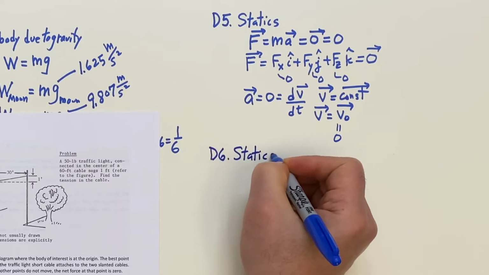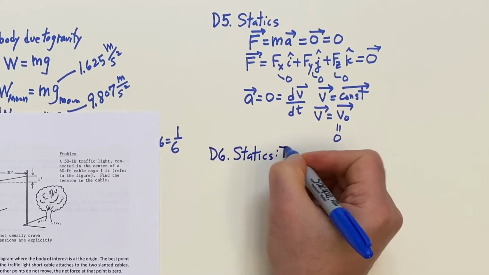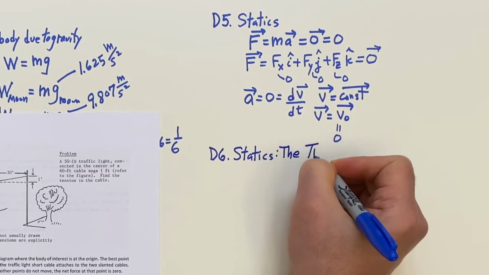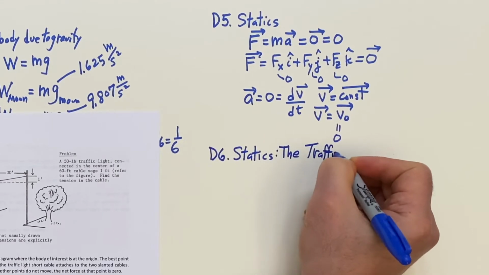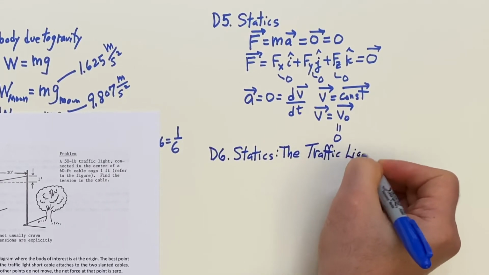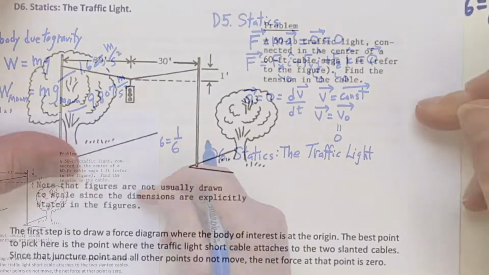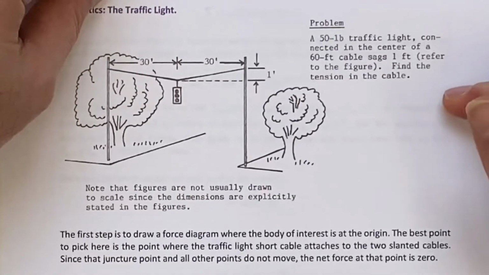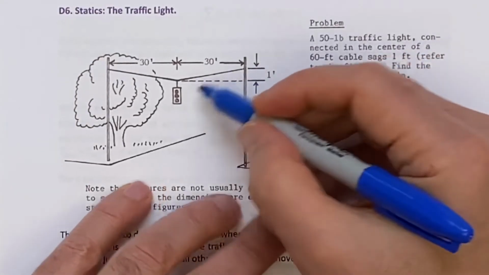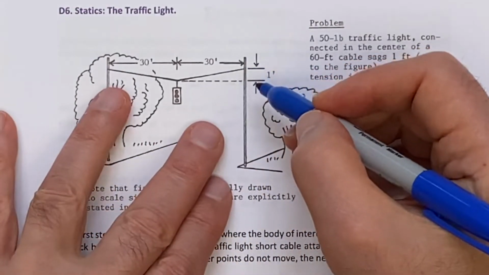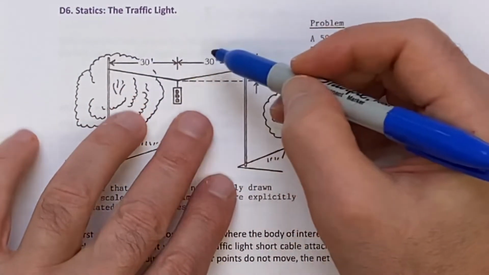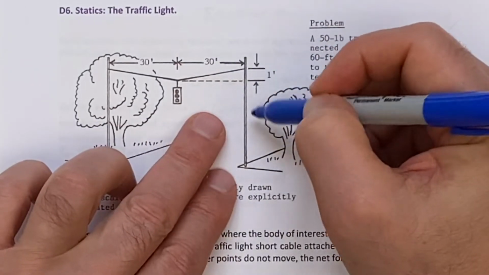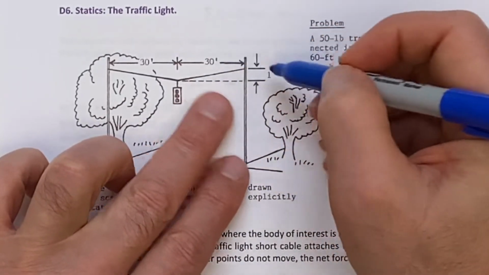Statics, the traffic light. So in this case, I have here a traffic light and two cables. These diagrams are not drawn to scale because we're telling you what the distances are.